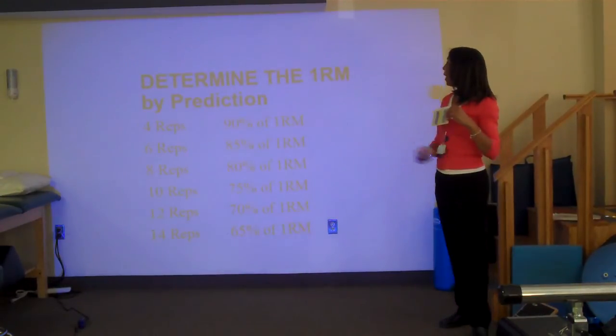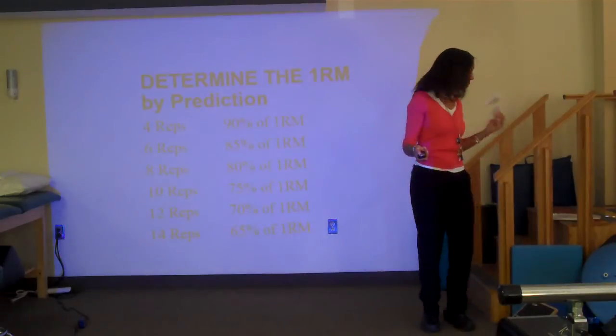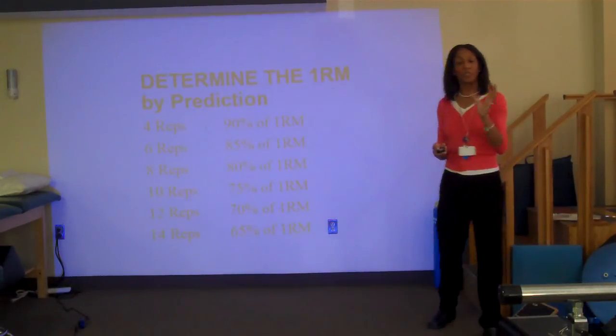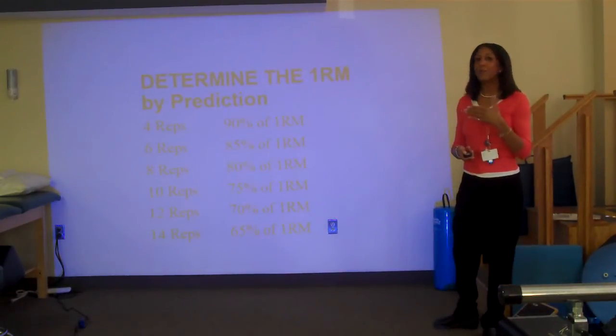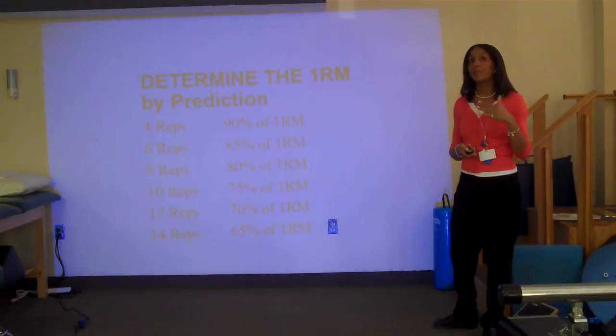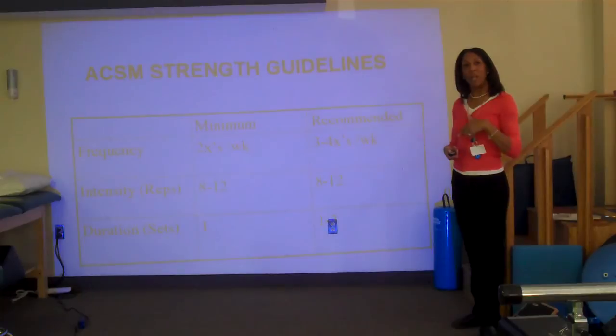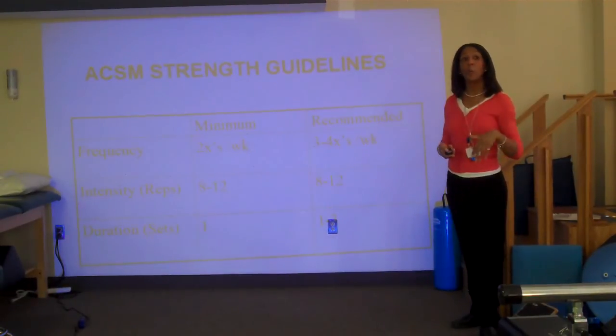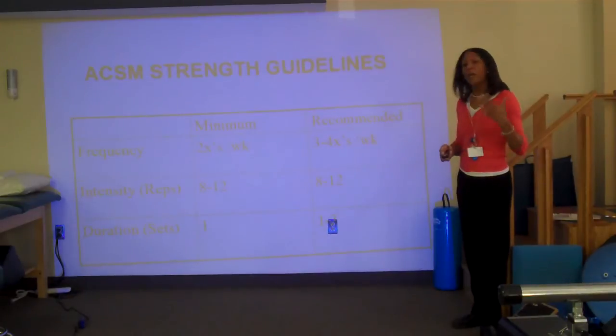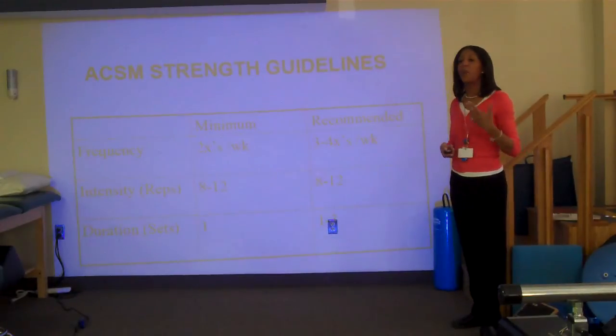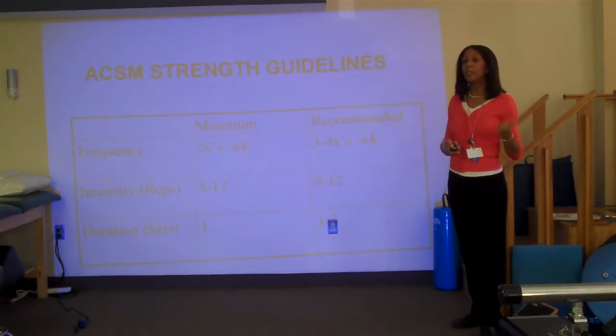So you guys now know how to determine the 1 rep max by predicting it, because we went over that. You never have to memorize this whole thing if you just know, okay, 10 reps is 75%, you just go up and down from there. So I put on your slide in your handout the ACSM strength training guidelines. It's also helpful when we're discharging a patient to let them know how many times should I do my exercises, or how many times should I work on strengthening at the gym.